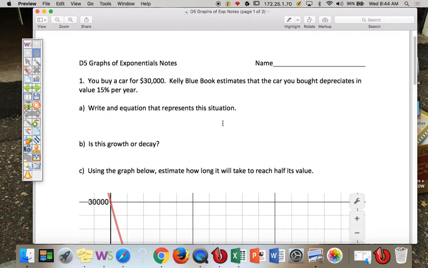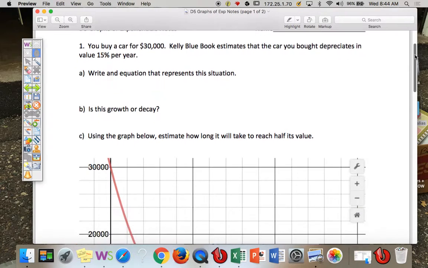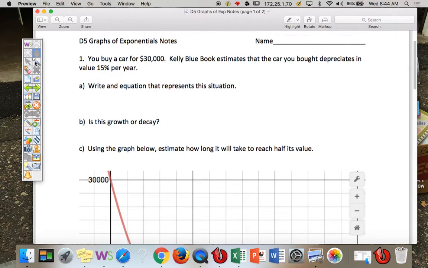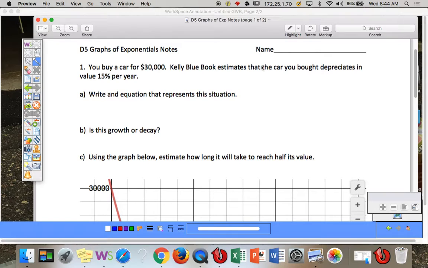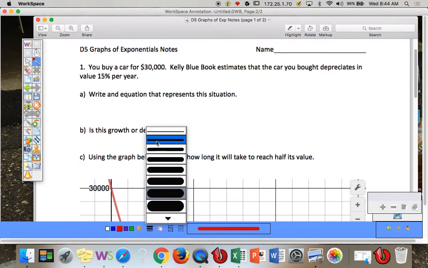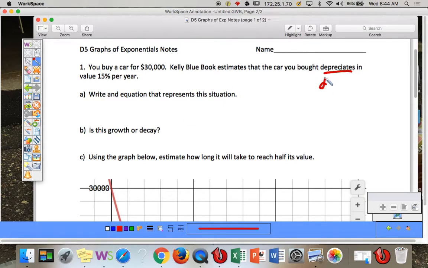We are going to look at graphs of exponential functions today. We'll start with the warm-up problem. Let's say you buy a car for $30,000. Kelly Blue Book estimates that the car you bought depreciates in value, and depreciate means it decreases in value, or goes down, 15% a year.